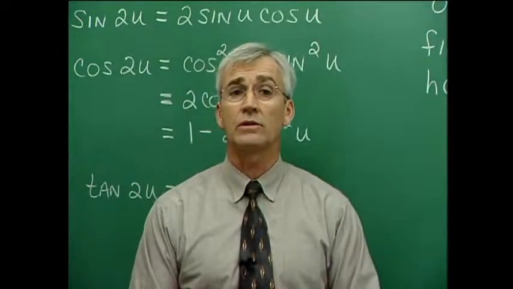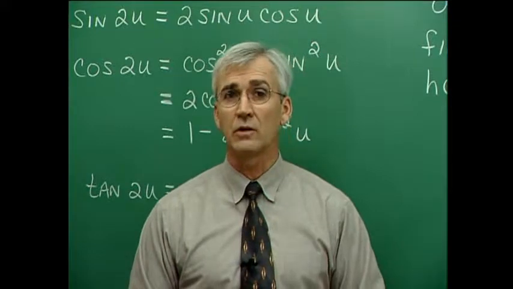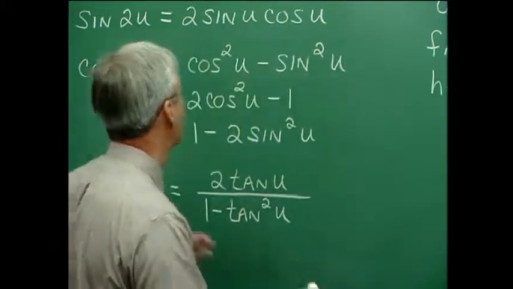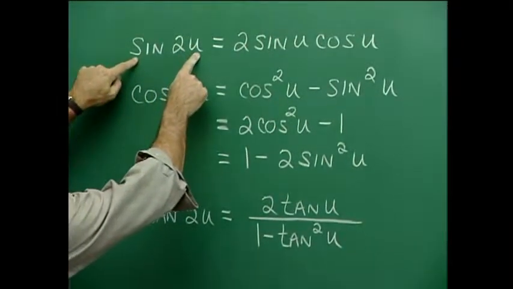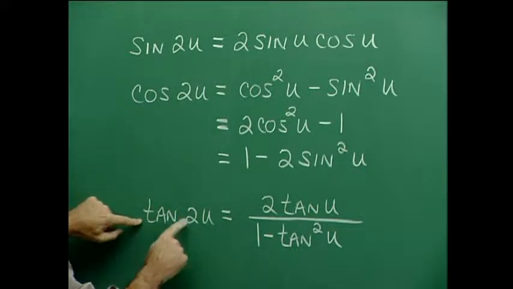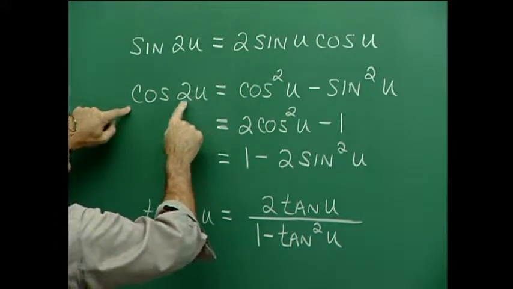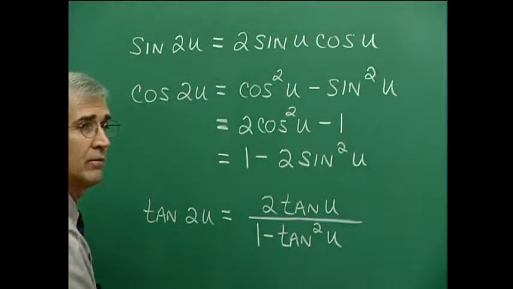In this section, we're going to look at several other groups of identities or formulas, and we're going to work with them. The first group is called double angle formulas, and here they are. It's a sine of 2 times some angle, and cosine of 2 times some angle, tangent of 2 times some angle. Notice that cosine 2 times u has 3 different versions we can choose from.